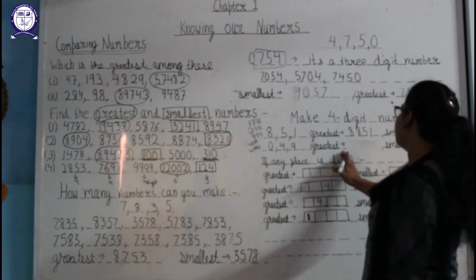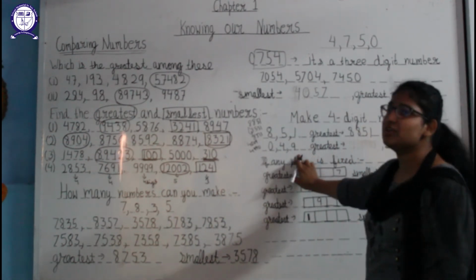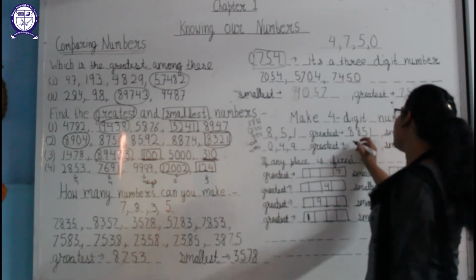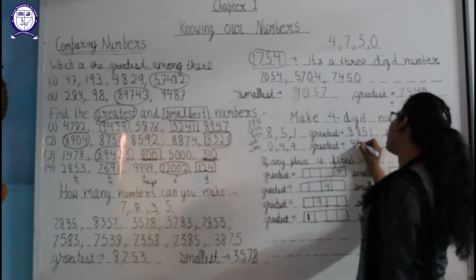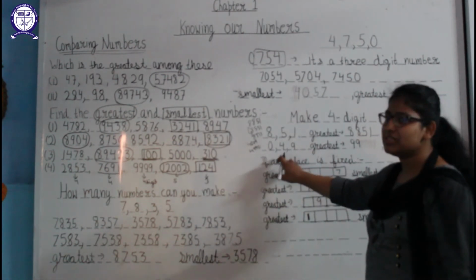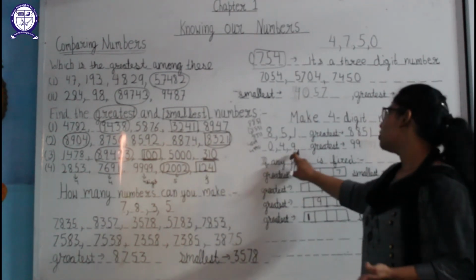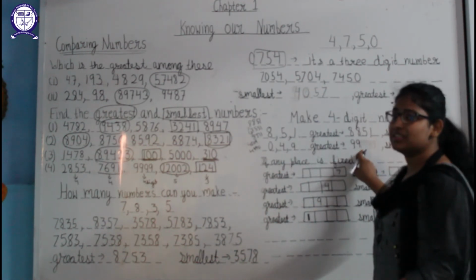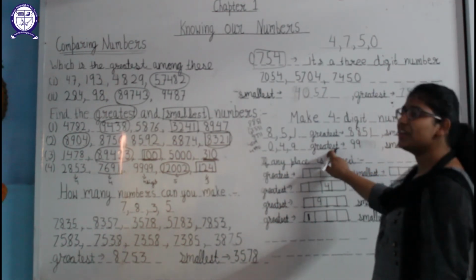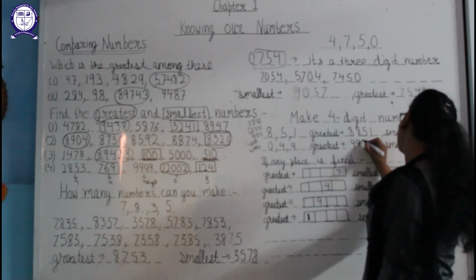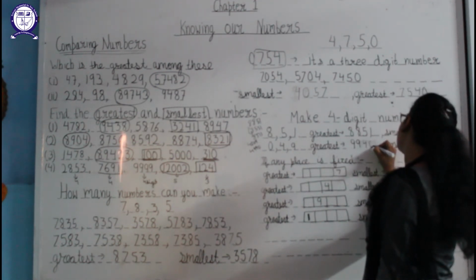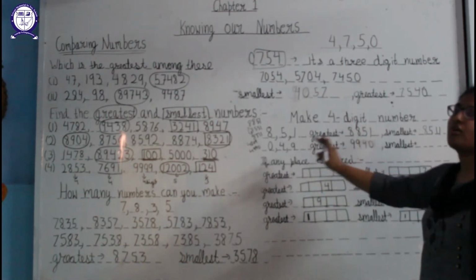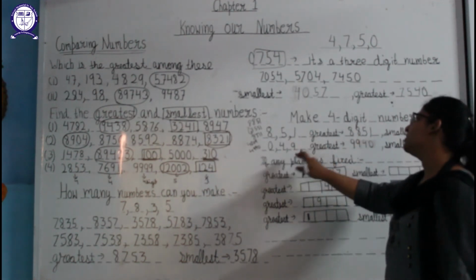In this, for the greatest number, we will use 9 twice to make the number greatest. So we will use 9 two times, because from these 3 digits we have to use any of the digits twice. So we will use 9 twice to get the 4-digit number to be the greatest. Then we will use 4 and then we will use 0. So it will be the greatest 4-digit number from these given 3 digits 0, 4 and 9.